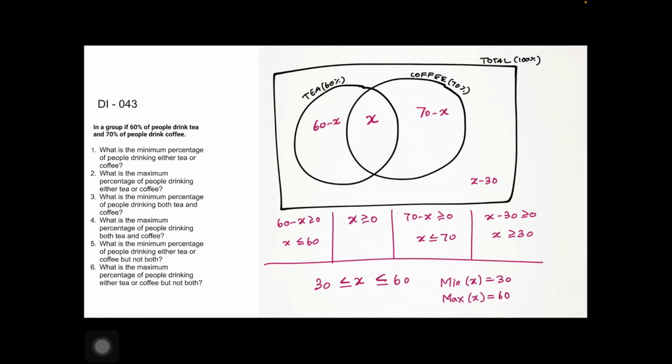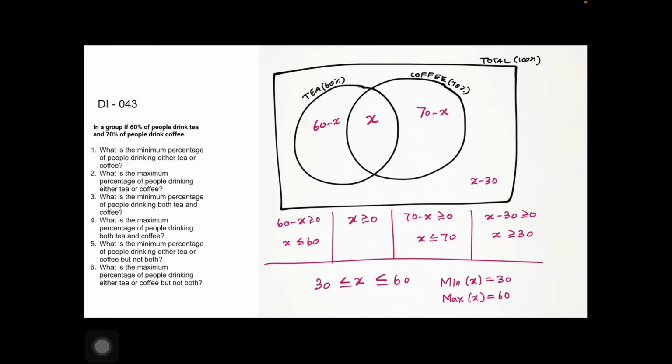Similarly, the first condition is the most pressing condition, compared to which the third condition is redundant. So let's only focus on the first condition and the fourth condition, that itself will satisfy all four conditions. So x has to be greater than or equal to 30 and x has to be less than or equal to 60. So the minimum value that x can take is 30 and the maximum value that x can take is 60. Now that we have established this part, let's go to all these 6 questions one by one.